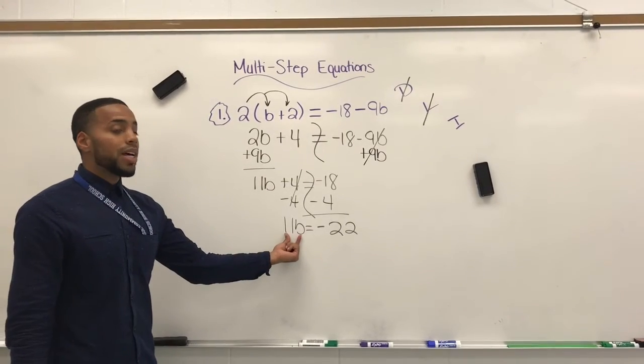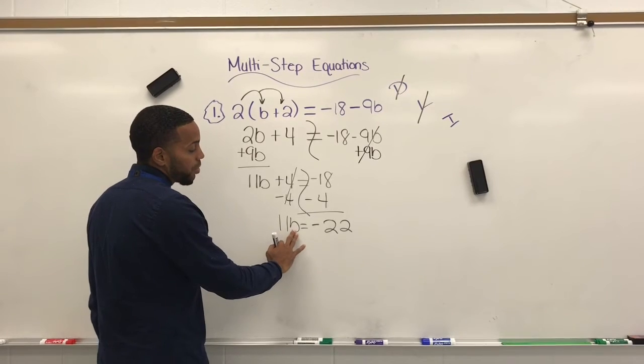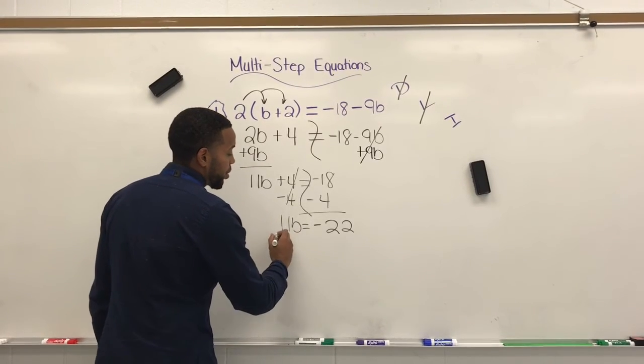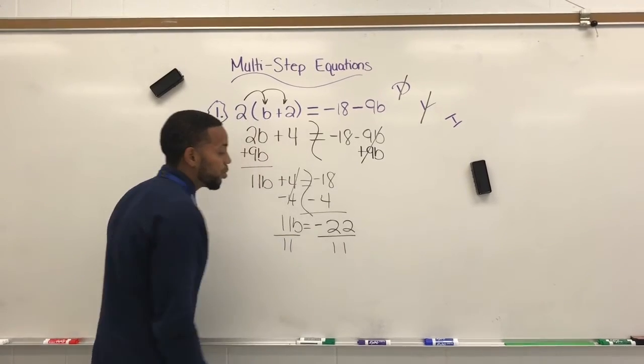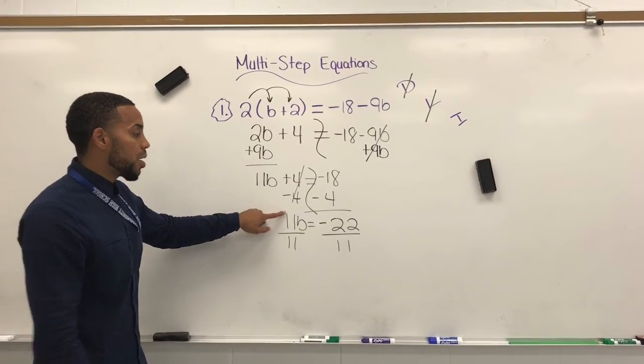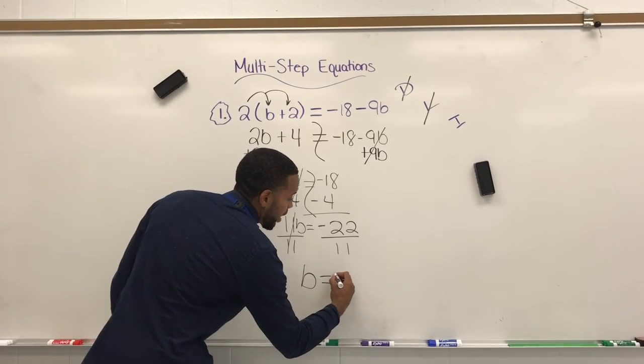My variable is still not alone, so now we must do the opposite of multiplication. That's division. And what you do to one side, you must do to the other. Cross out my left, and b is negative 2.